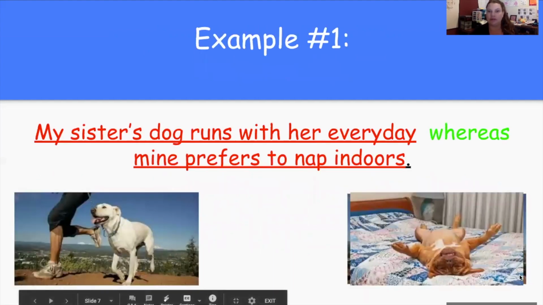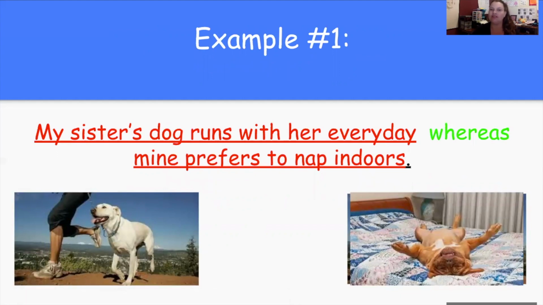An example of Formula 1 is, my sister's dog runs with her every day, whereas mine prefers to nap indoors. And you can see we have a picture of a dog that is running and a dog that is napping. So the dogs like to do two different types of things, but the dogs are similar.